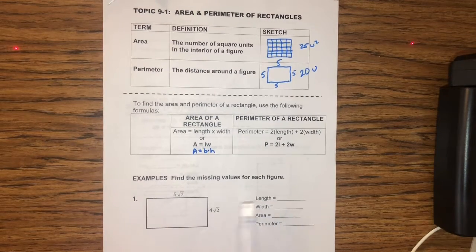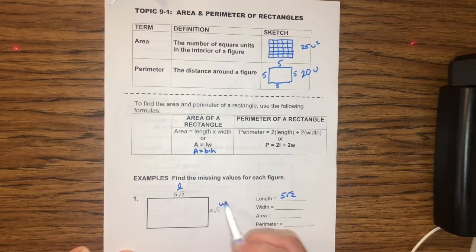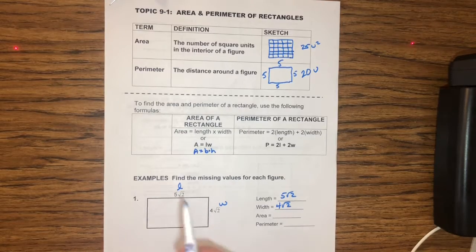Okay, on example 1, we have a rectangle, and what they want to know is they want to know the length. So as we go through this, what is the length here? Y'all can answer that. What's the length? Okay, the length here is going to be that 5 square root of 2. Okay, which the width would be 4 square root of 2. Okay, if we're going to use the formula, area equals length times width, I'm going to take the length, 5 square root of 2, and multiply it times 4 square root of 2.